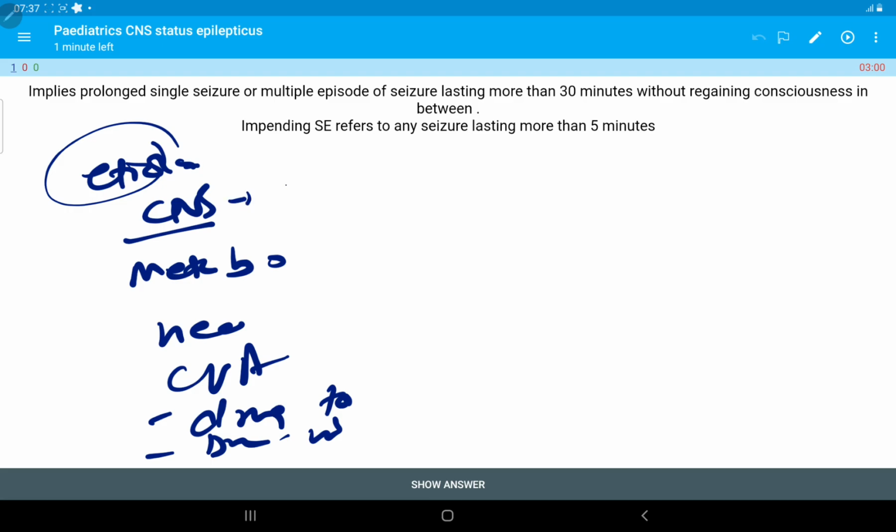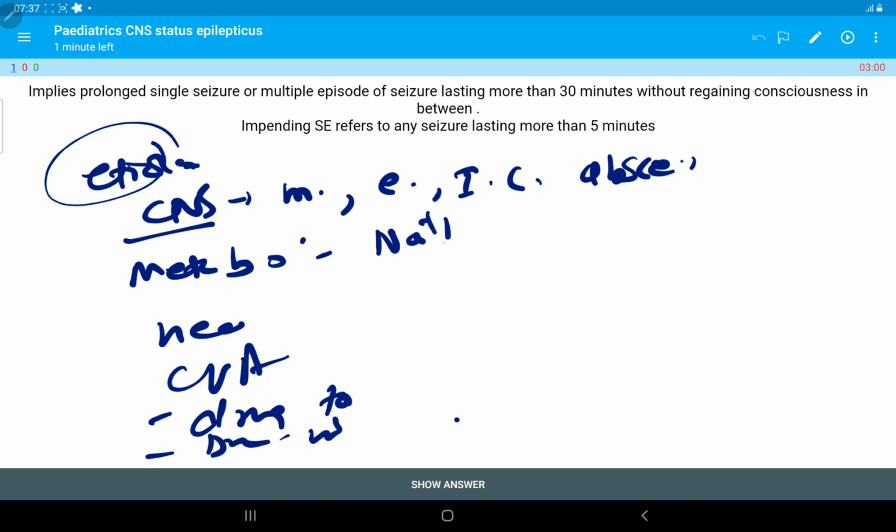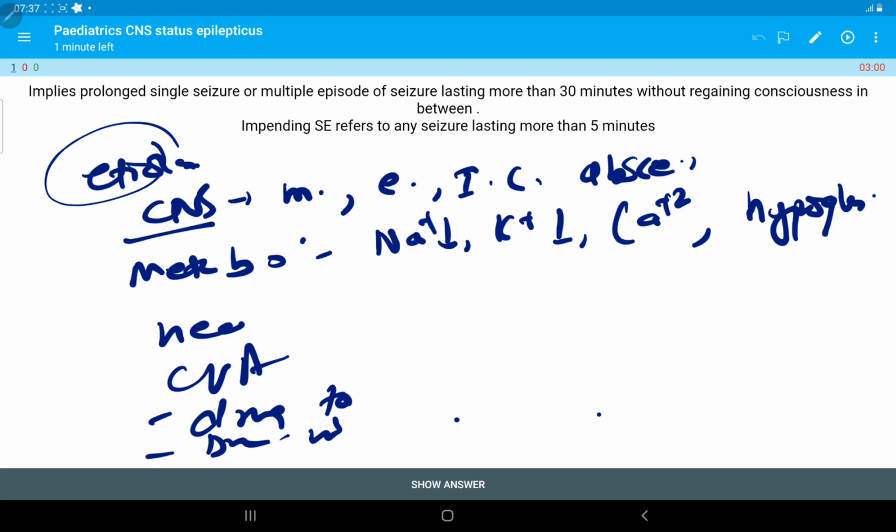In CNS we have meningitis, encephalitis, and intracranial abscess. In metabolic causes we have sodium level, if there is hyponatremia, hypokalemia, hypocalcemia, hypoglycemia. Next one is hepatic encephalopathy. So these are the metabolic causes for status epilepticus.